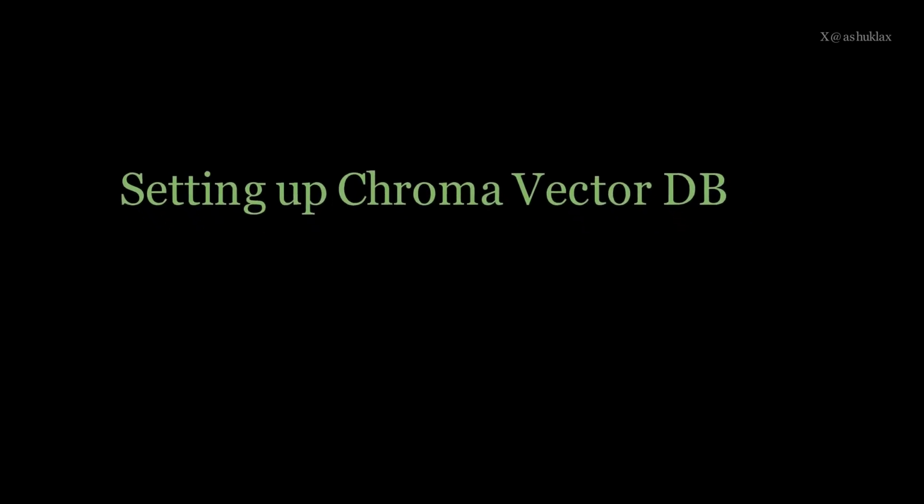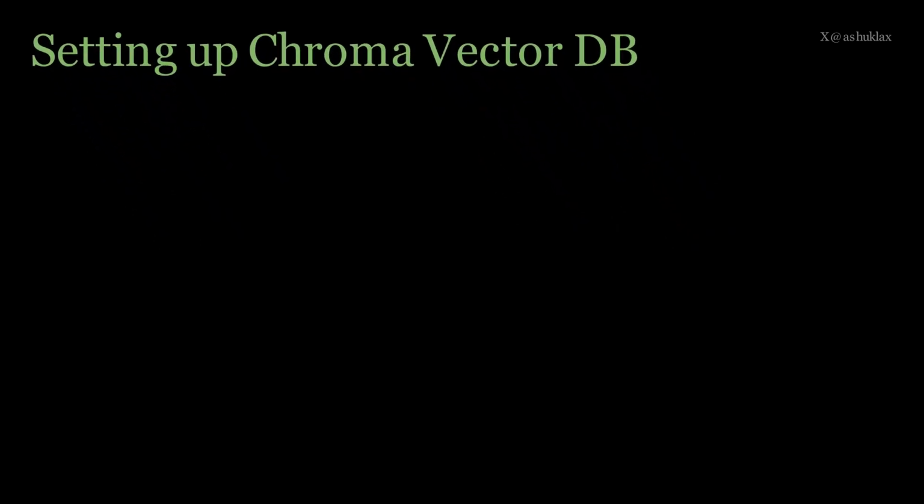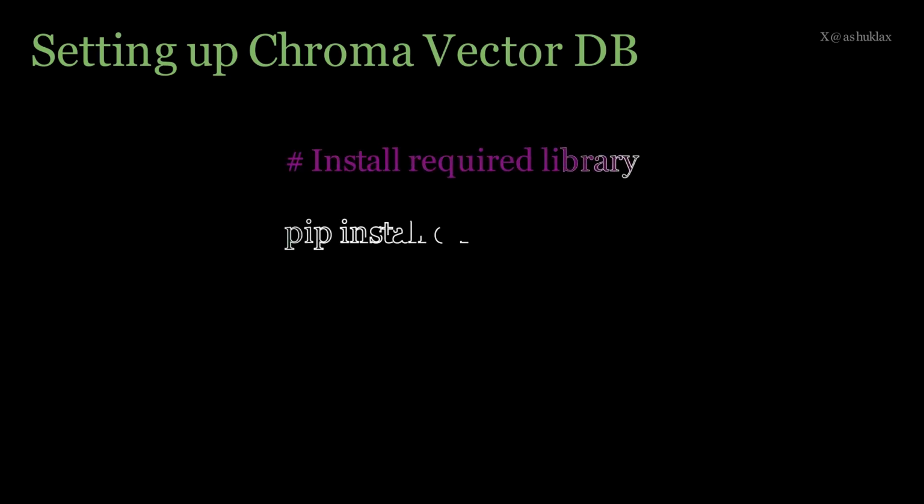Setting up a Chroma vector DB. In case you don't know, Chroma is an open source AI native vector database designed for managing embeddings, vector search, document storage, and metadata filtering. It provides a comprehensive solution for efficient retrieval and filtering of data, making it an ideal choice for GenAI applications. Now let's write some code.